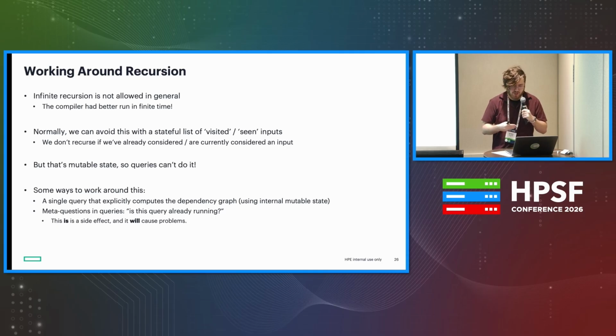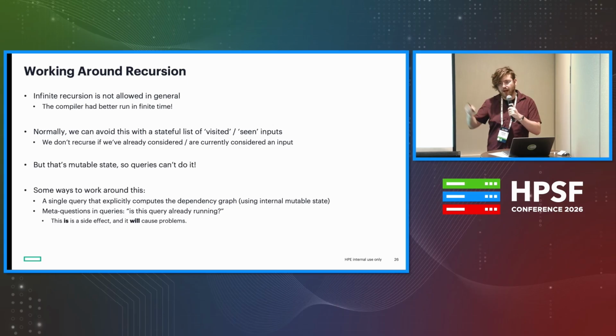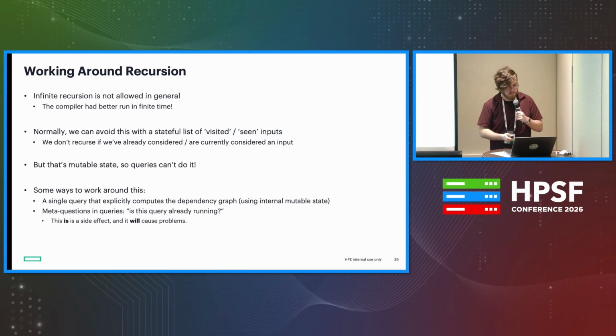Another way is to ask the query engine, hey, have we run this query before? Is this query running? This is bad. Just asking that question and making a decision based on this is a side effect, and it will cause problems. However, today we do rely on this because it is much more direct, and it avoids having to create these additional graph analysis problems to detect recursion.